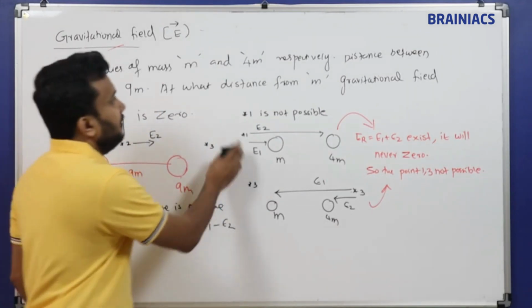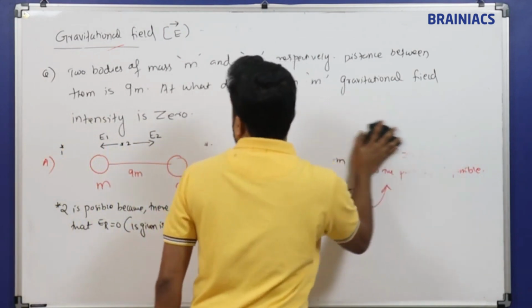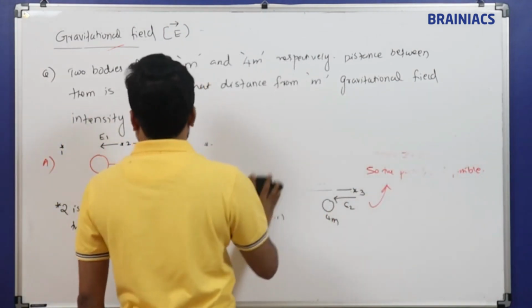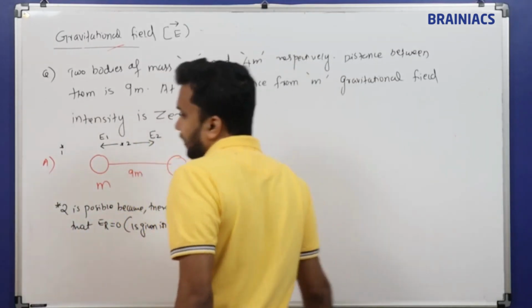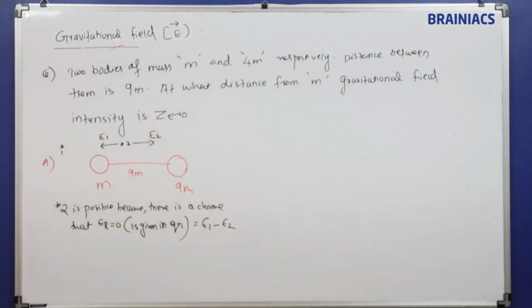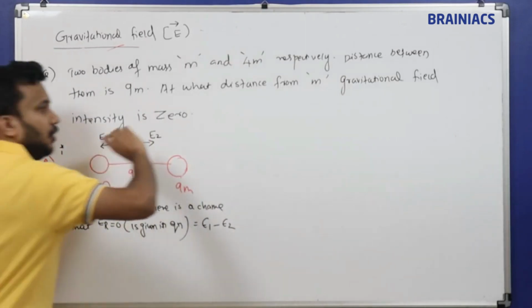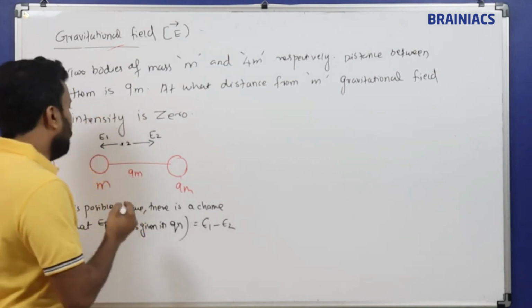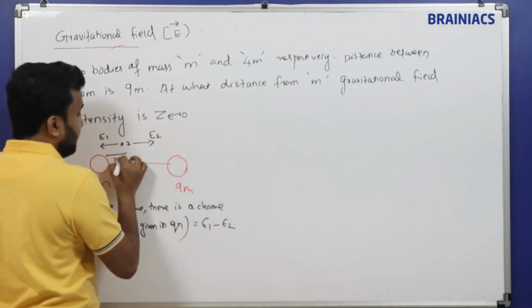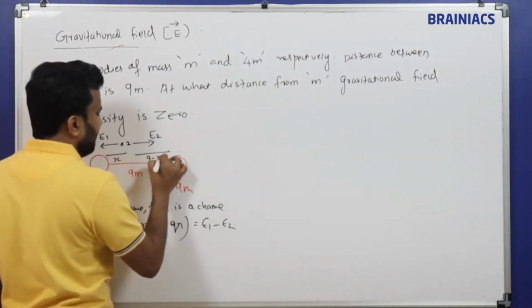So definitely the point, at what distance from the bodies the gravitational field intensity becomes 0, is in between the two bodies, not on the right side, not on the left side, definitely in between. So now this point 2, I am assuming, is x meters away. So what is the balance distance? 9 minus x.